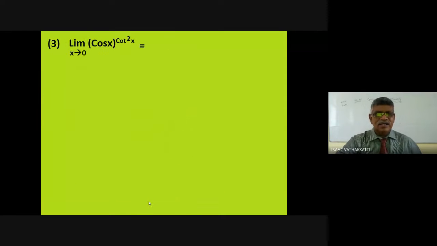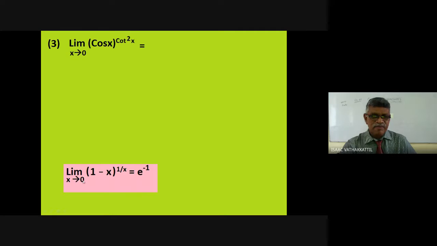Third one is entirely different again, but we are coming to the same kind of indeterminate form. If you simply put x equal to 0, it is going to be 1 raised to infinity format. Limit x tends to 0, (cos x) raised to cot squared x. For that we have the formula, limit x tends to 0, (1 minus x) raised to 1 by x is e raised to minus 1, or (1 plus kx) raised to 1 by x is e raised to k.